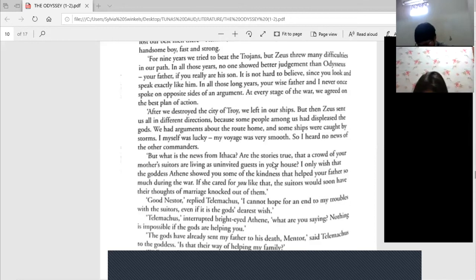It's Ithaca. Are the stories true that a crowd of your mother's suitors are living as uninvited guests in your house? I only wish that the goddess Athena showed you some of the kindness that helped your father so much during the war. If she cared for you like that, the suitors would soon have their thoughts of marriage knocked out of them.